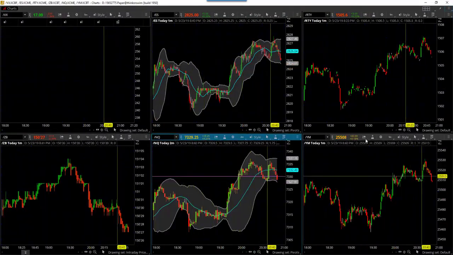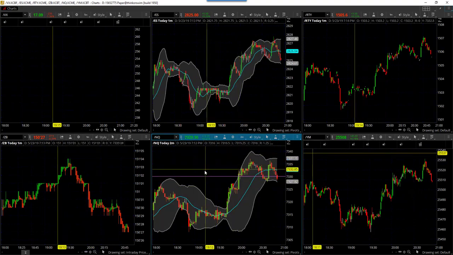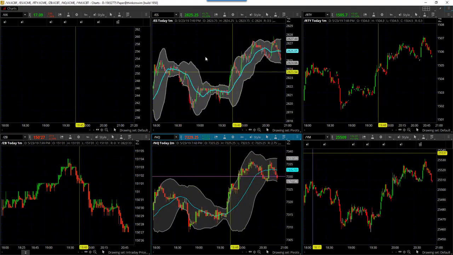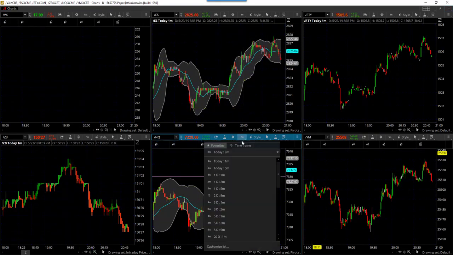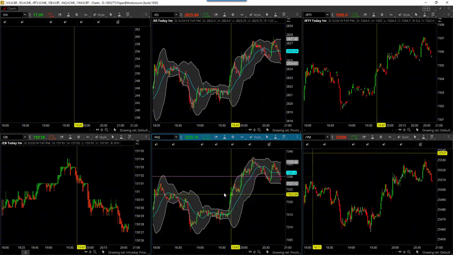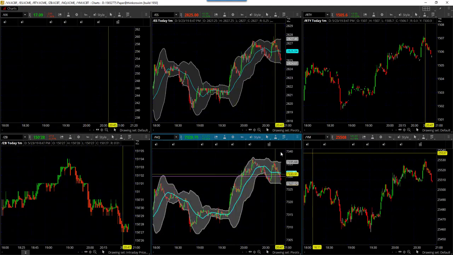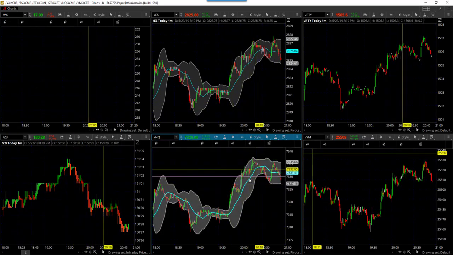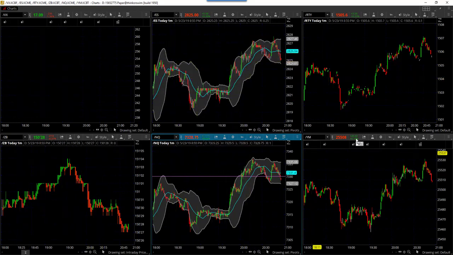It's the 4 major indexes. This is 1 minute chart here. This should be set at a 1 minute chart as well. So we got the NQ on the 1 minute with a Bollinger Band, and then the ES and the Russell, the Dow, and the bonds.